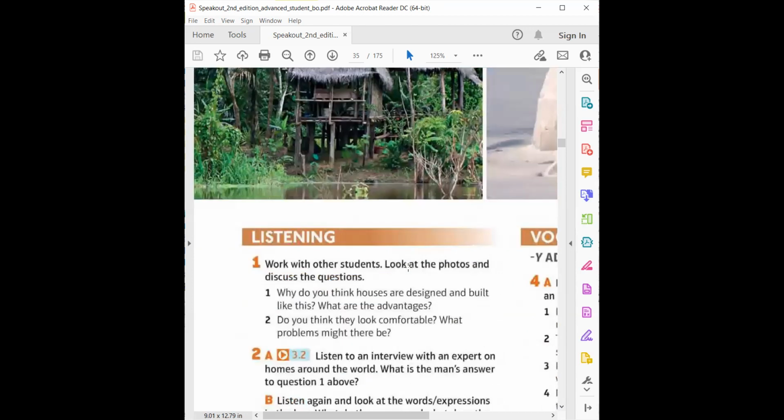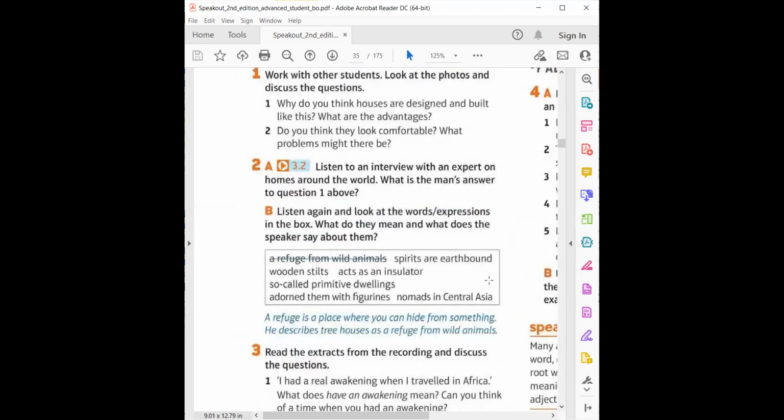Okay, the other one, spirits are earthbound. I don't know. I think earthbound means like, yes, go on, Ikram. I don't know, but I think that it's something like near to the earth. Connected to earth, yes, connected to earth, like to have a bond with earth. That's it.